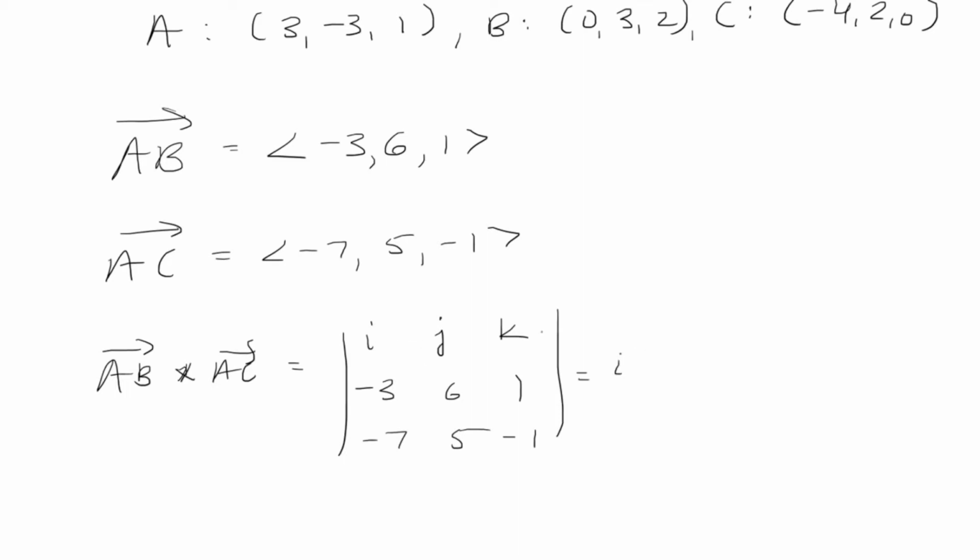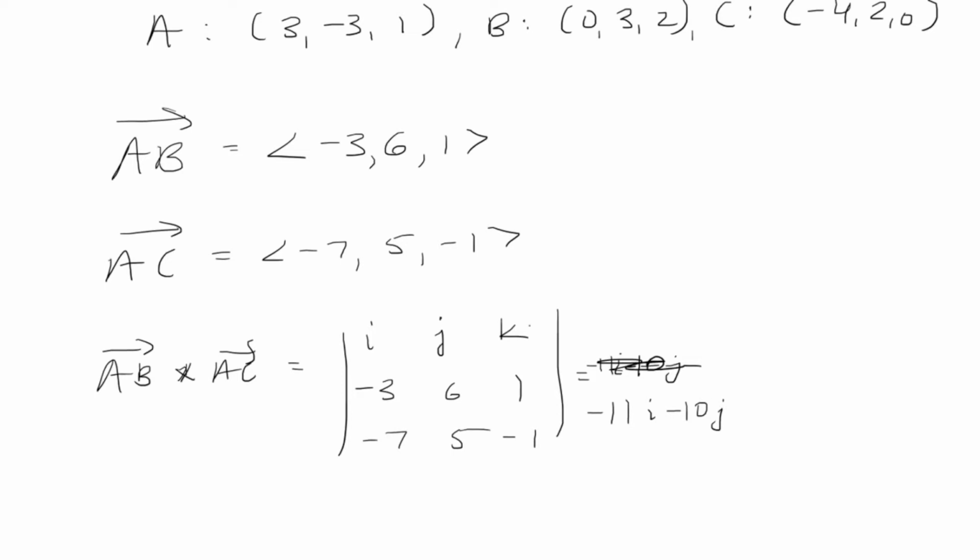So hide the first row, first column. We have negative 6 minus 5. That's going to be negative 11. And then minus j. Okay, hide the first row, second column. So 3 plus 7, that would be 10. So I'm going to put actually the 10 in front. So let me just write this out nicely. It's negative 11i minus 10j.